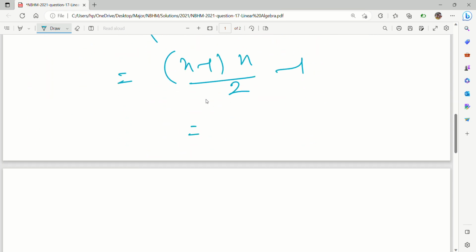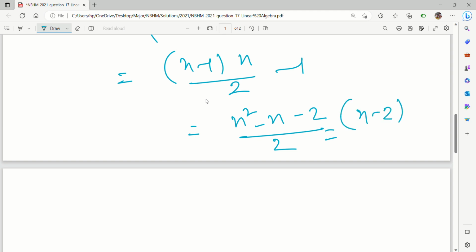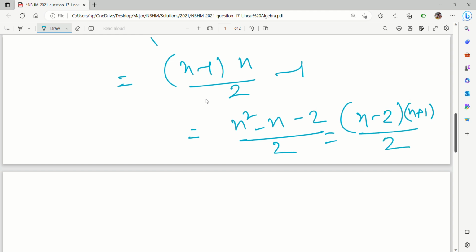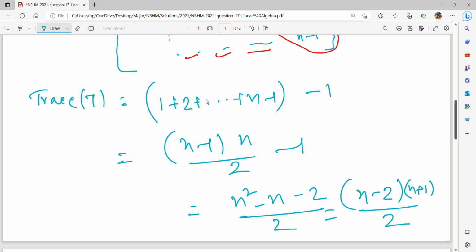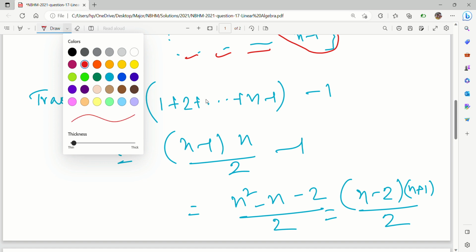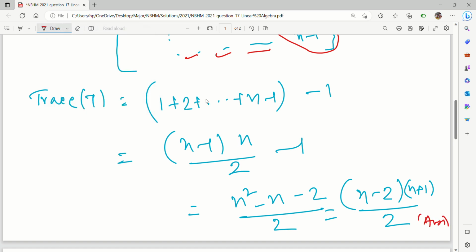So this is equal to (n squared minus n minus 2) divided by 2, which is equal to (n minus 2) times (n plus 1) divided by 2. So this is the trace of this transformation, and this is the correct answer as well: (n minus 2)(n plus 1)/2.